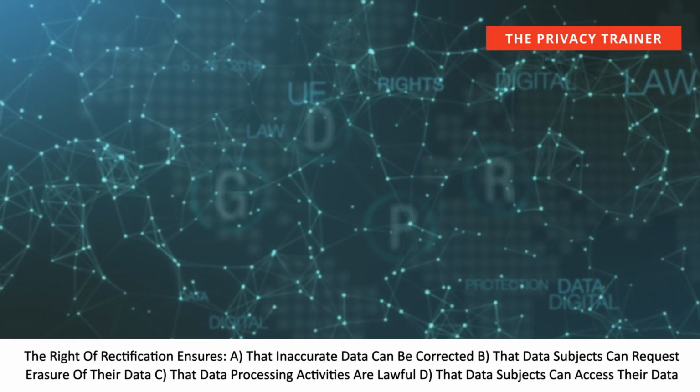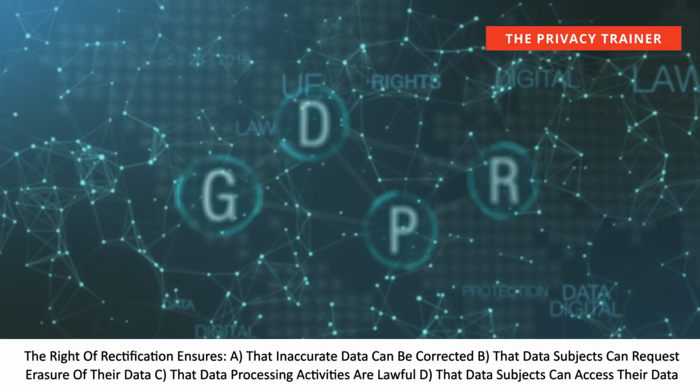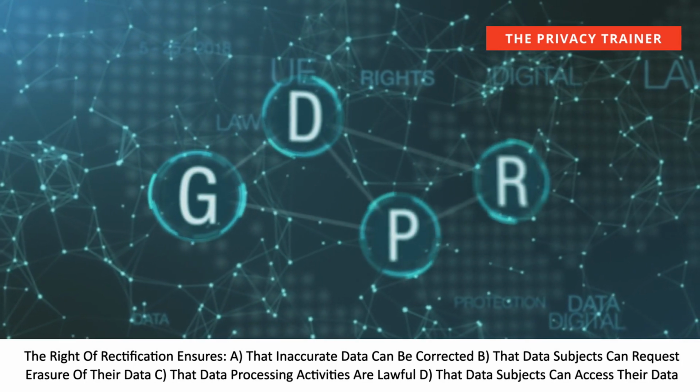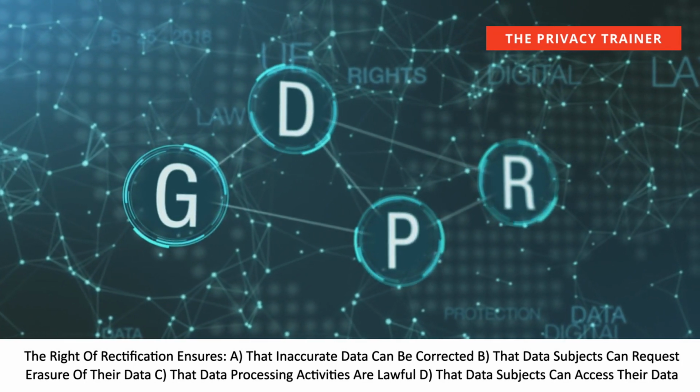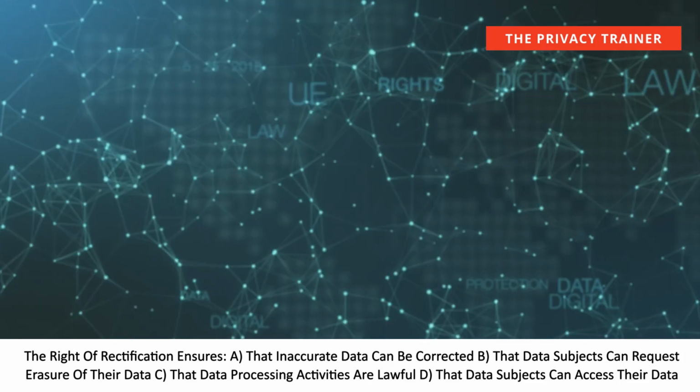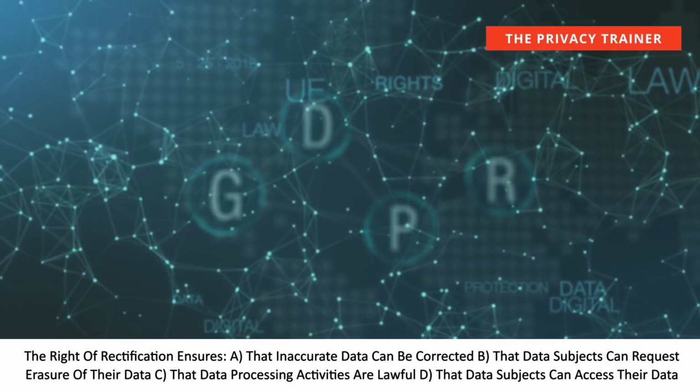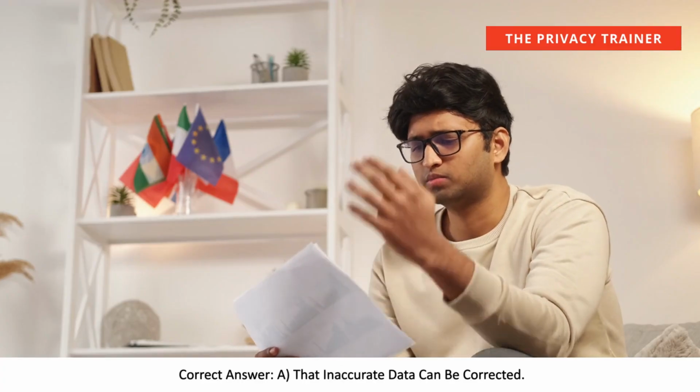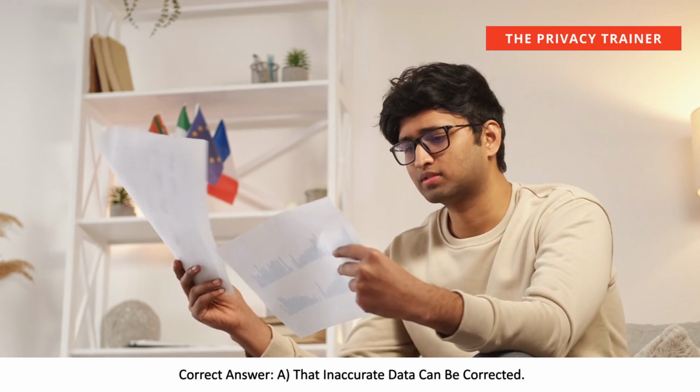The right of rectification ensures: A. That inaccurate data can be corrected. B. That data subjects can request erasure of the data. C. That data processing activities are lawful. D. That data subjects can access the data. Correct answer, A. That inaccurate data can be corrected.